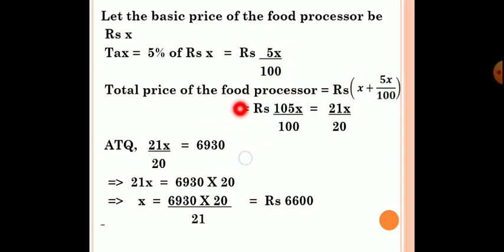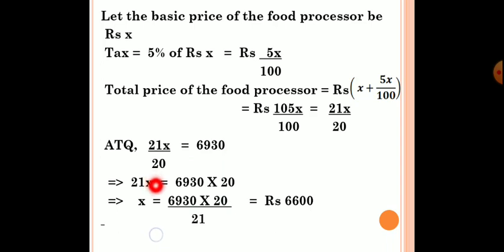So the total price of the food processor will be basic price plus the tax amount, that is X plus 5x by 100. We will take 100 as the LCM. So in the numerator we will have 100x plus 5x, which is 105x by 100. So reducing it further, we will get the amount as rupees 21x by 20. So according to the question, we can write this amount, that is 21x by 20, to be equal to 6930.